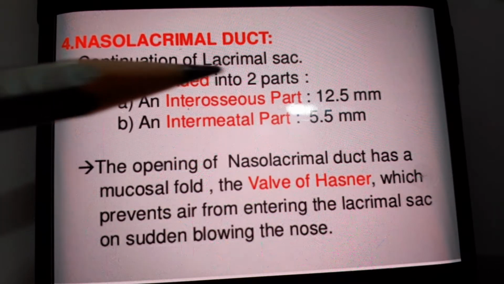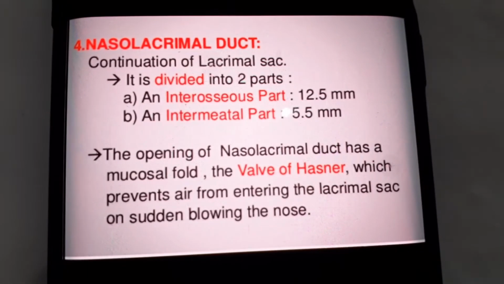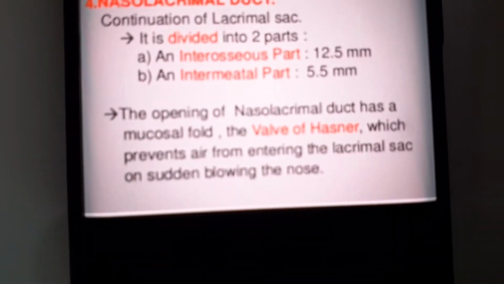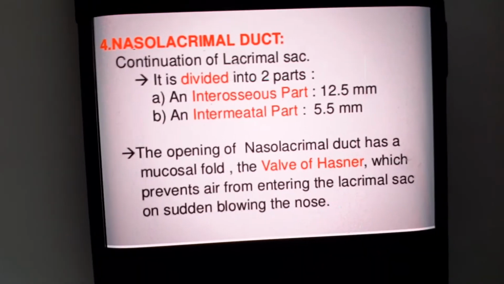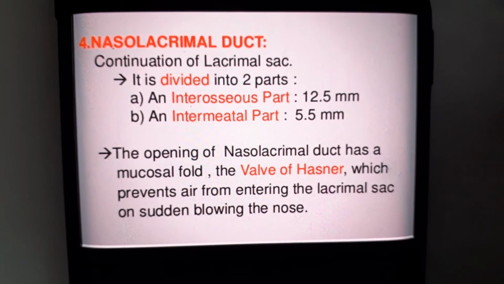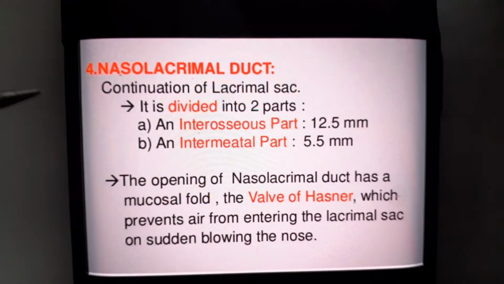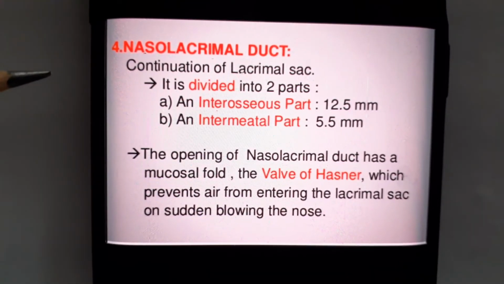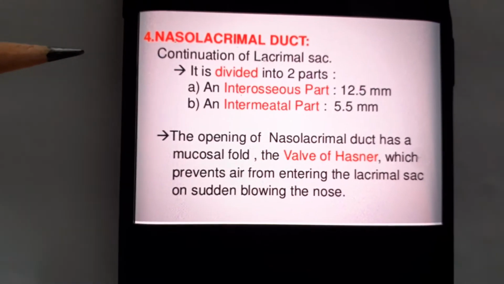The interosseous part is 12.5 mm and the intermeatal part is 5.5 mm, so in total it is 18 mm. It runs downward, backward, and laterally, and opens into the inferior meatus of the nose.